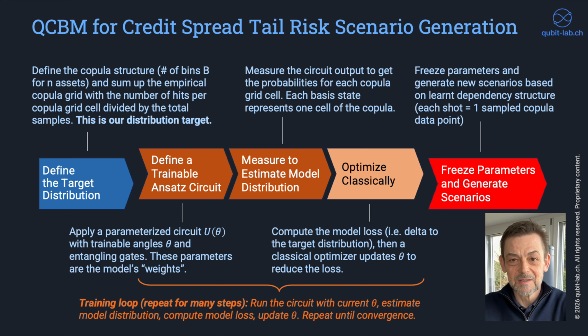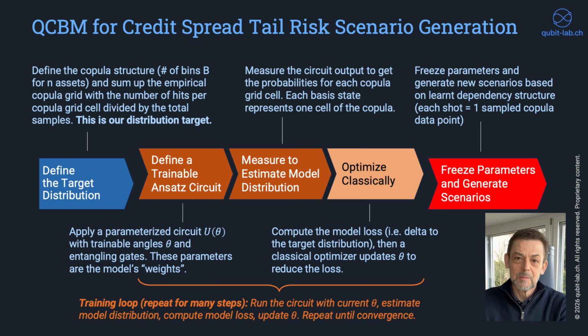First, we define the target distribution by discretizing the empirical copula grid and counting how often each joint cell is hit. That gives us the distribution the model should learn. Next, we define a trainable ansatz circuit. Its parameters play the role of model weights.